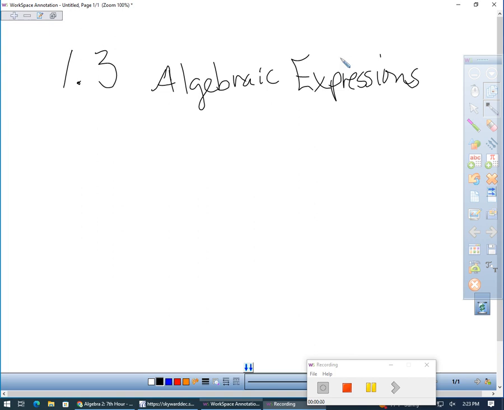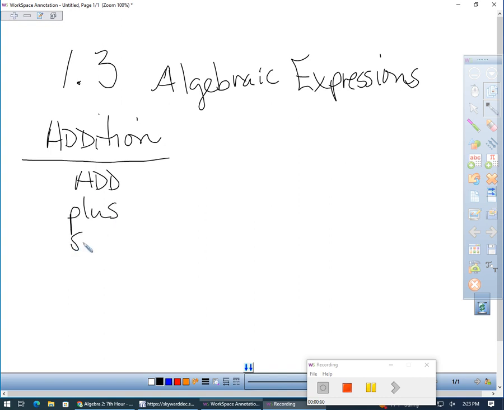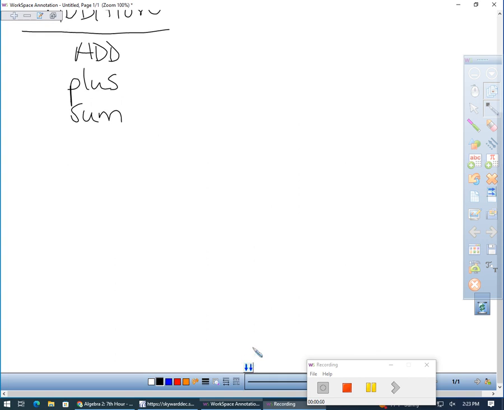So we need to talk about some of those important words. Let's talk about addition first. What are some words that mean addition? Add. All right. Add it is. Plus. Sum. How about increased by?